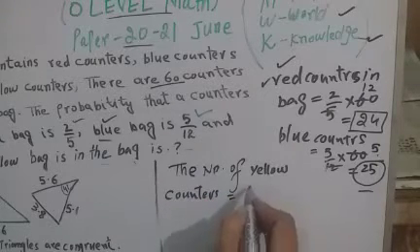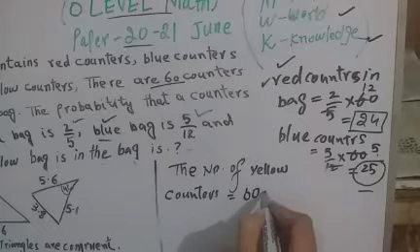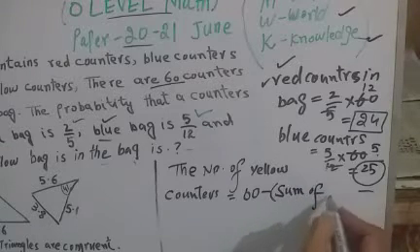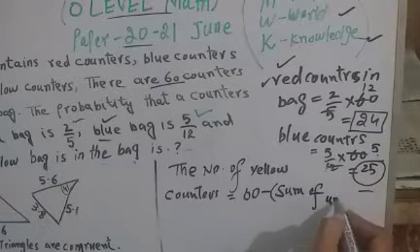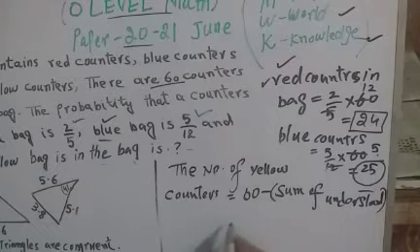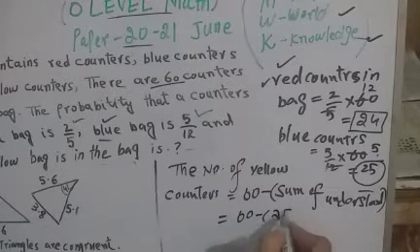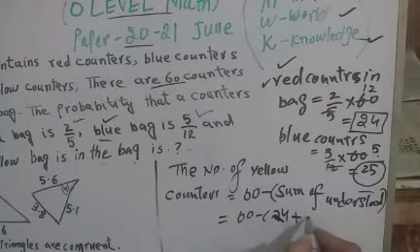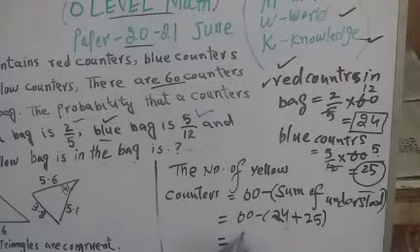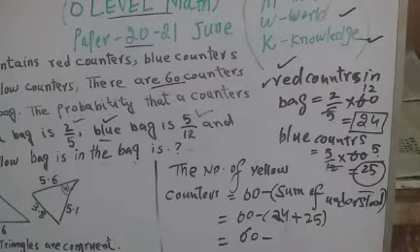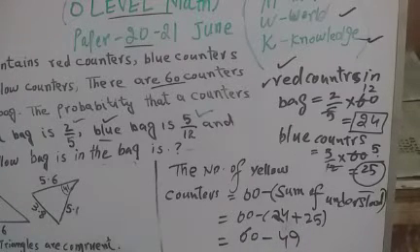The number of yellow counters can be written as 60, the total, minus the sum of the counters, definitely written as 60 minus 24 plus 25. It means that 60 minus 49. So the answer is 11.